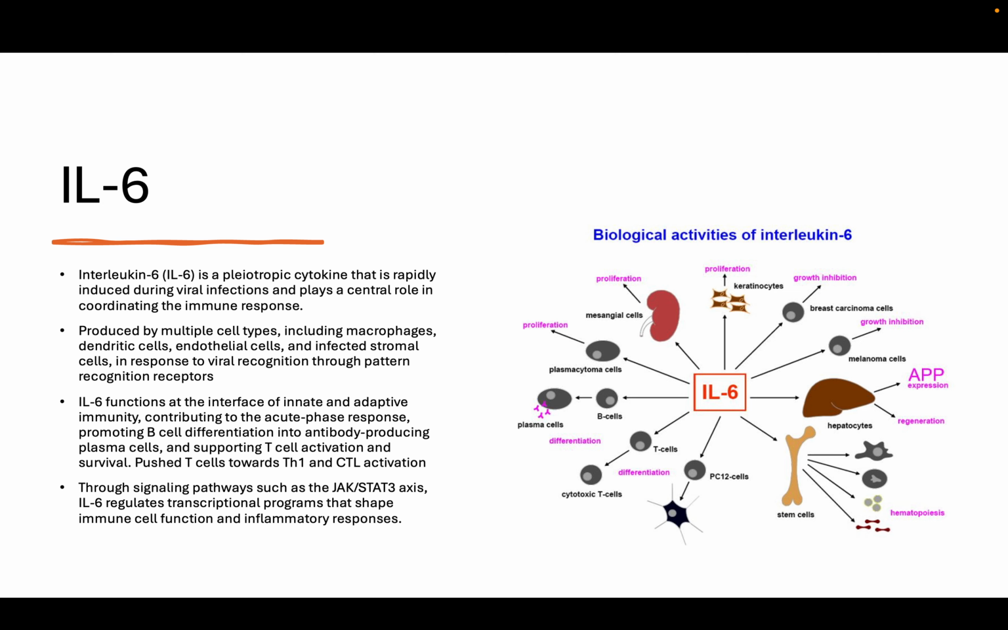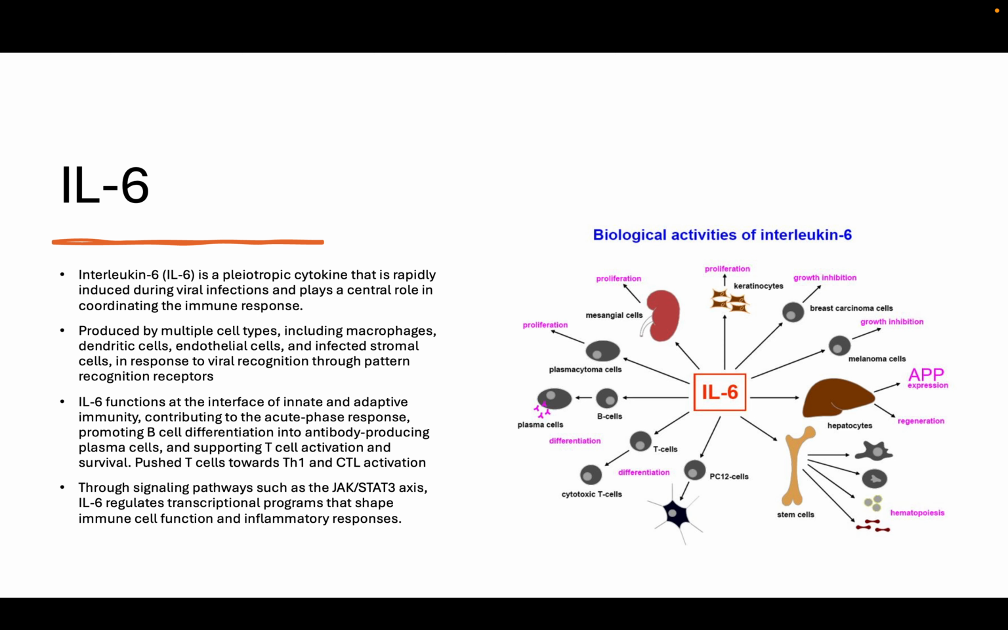Another very important cytokine that gets released is interleukin 6. Interleukin 6 is extremely fast. It's usually one of the first cytokines produced, along with type 1 interferons. They're produced by many different types of cells, specifically macrophages, dendritic cells, endothelial cells, and infected stromal cells. They are produced when PRRs are activated.